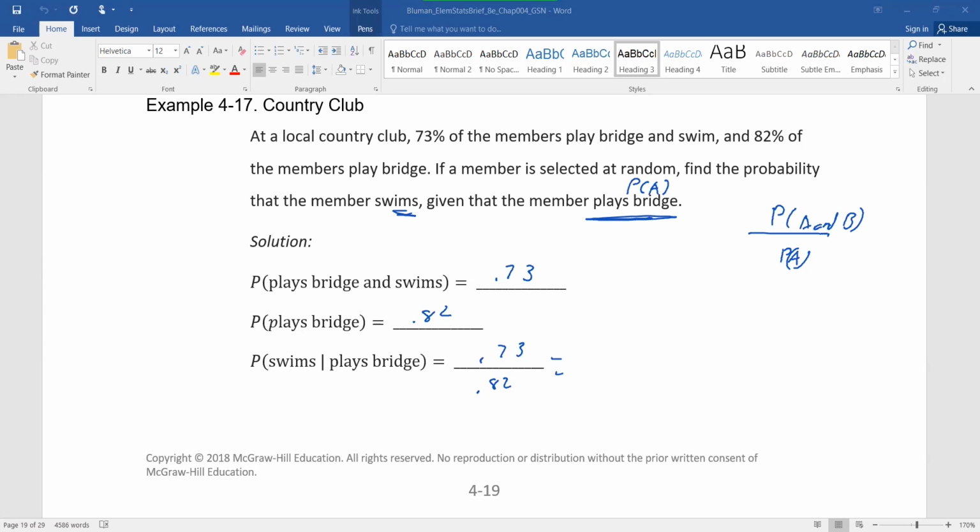Yes, it's actually just 73 divided by 82, which is 0.89. So it's an 89% chance that you will select a person that swims given that they are a bridge player as well. Questions? All righty. Let's move on.